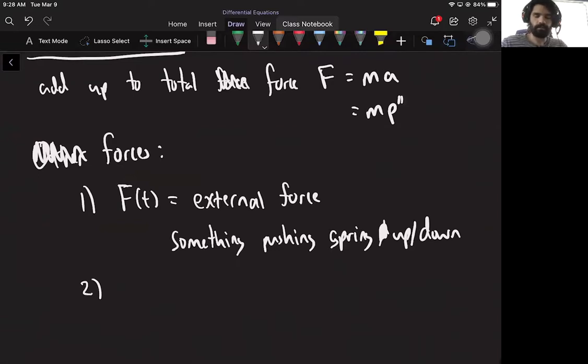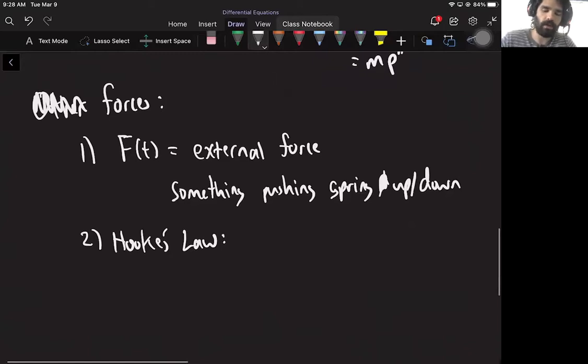Okay, secondly, the next force comes from Hooke's law. So this is a new force for springs that we haven't seen before. So the basic idea is that the spring wants to go back to equilibrium. So if it's below equilibrium, there'll be a force pushing up. And if it's above equilibrium, there'll be a force pushing down. So it's always pushing against the position. And so it's called a restoring force.